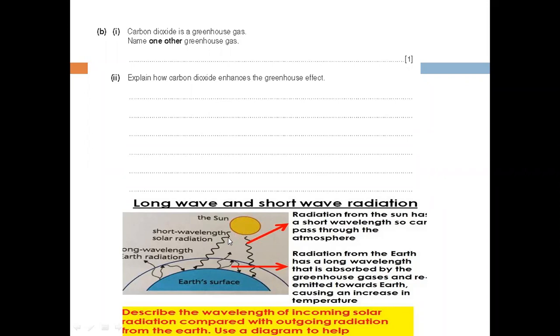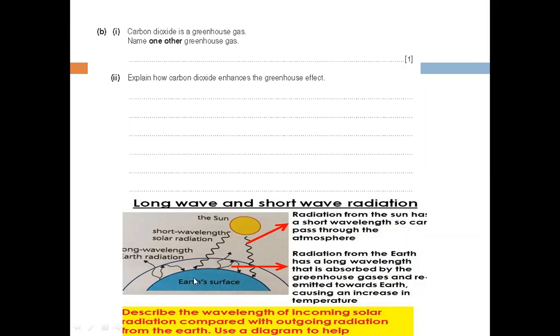Explain how carbon dioxide enhances the greenhouse effect. When the sunlight is coming toward the earth's surface, its wavelength is short. If the wavelength is short, the penetration power is more, so it can pass through this blanket of greenhouse gases. When it strikes the Earth's surface, it loses energy, and the wavelength becomes long, right?